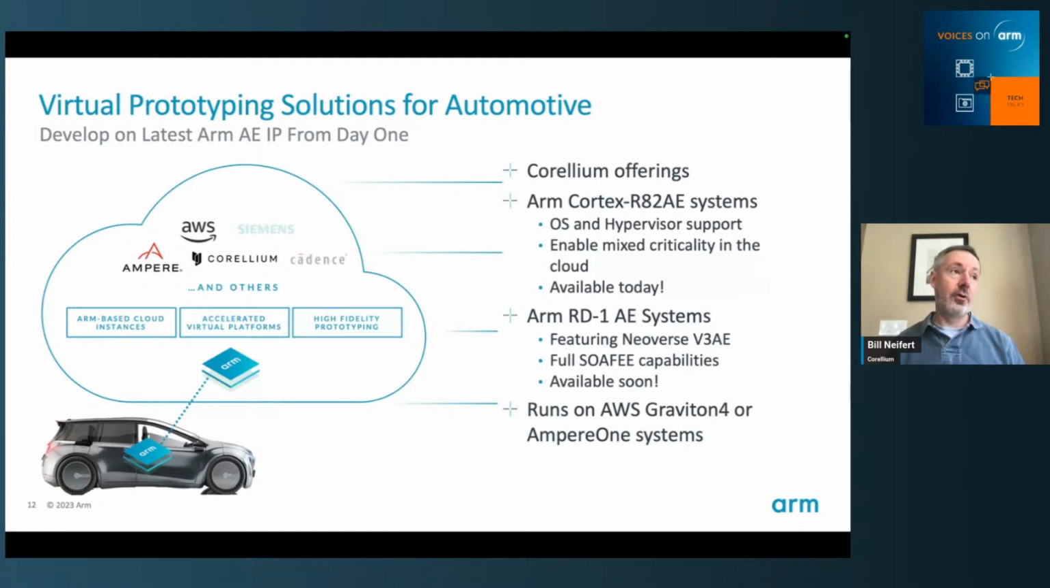We are also partnering with ARM to roll out a version of the RD1 AE system. I'll show you what that is in a minute, because it's a very, very advanced system, leveraging the latest generation ARM IP. But it's also going to have the capability to run the complete SOAFEE stack, the mixed criticality, to combine the compute subsystem along with safety islands, et cetera. I'll show you more on this. And this system will then run on Graviton 4 or Ampere 1 systems. As soon as Graviton 4 comes out in commercial availability, we'll have the corresponding system available to run on this as well.